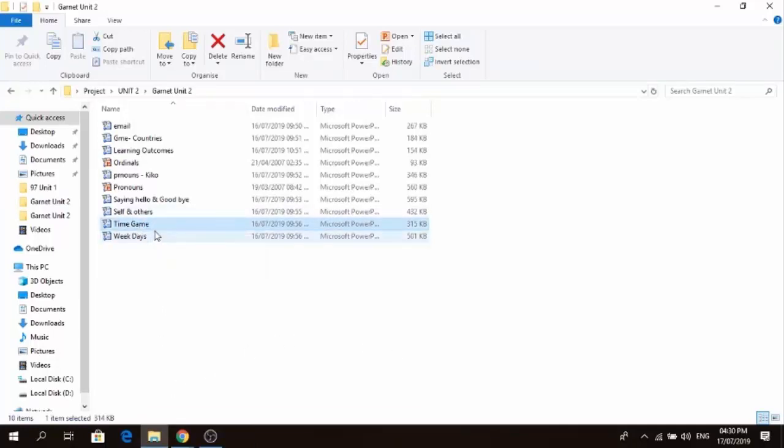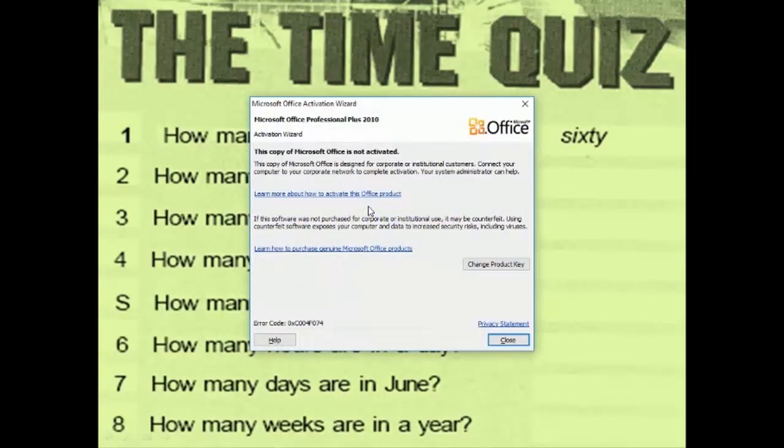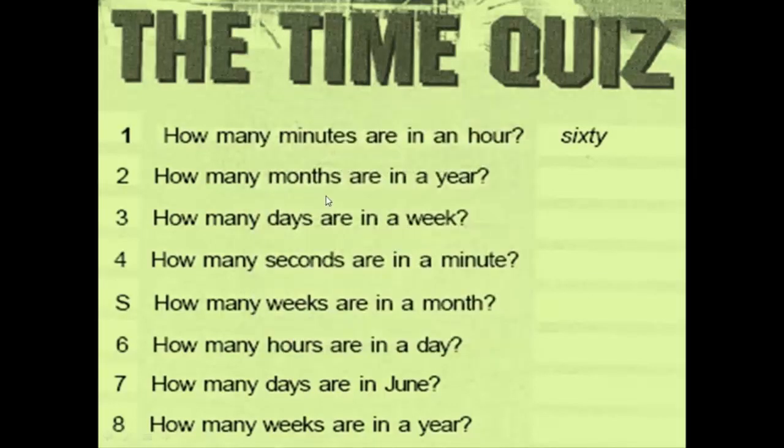I have another one. Here's a time game, and this will help us later in this unit. So, how many minutes are in an hour? So, minutes in an hour is 60, obviously. How many months are in a year? We have 12 months in a year. I just said them. So we have January, February, March, April, May, June, July, August, September, October, November, and finally December.